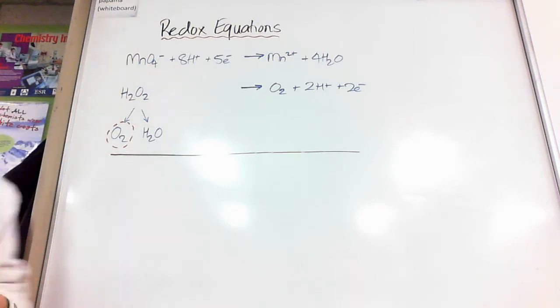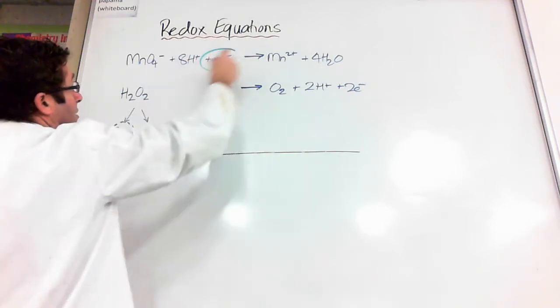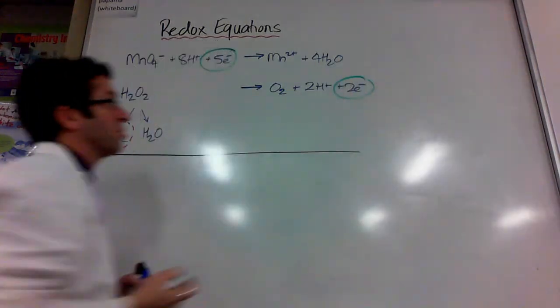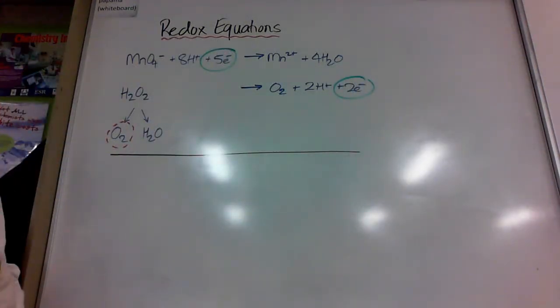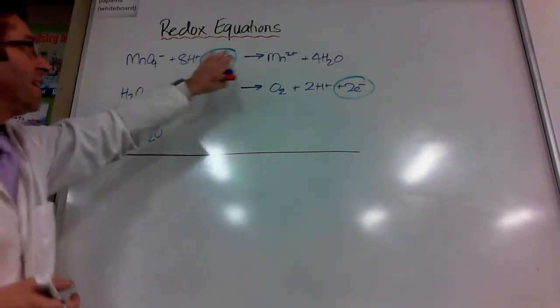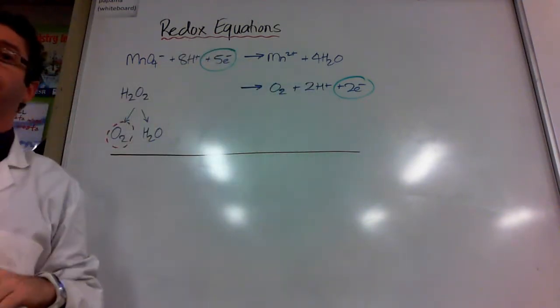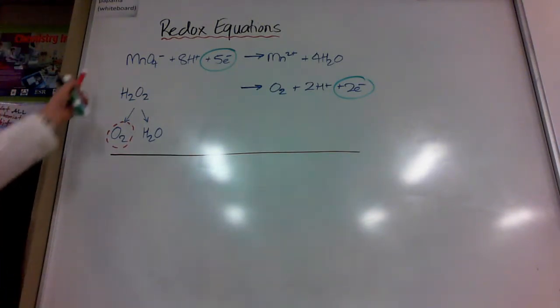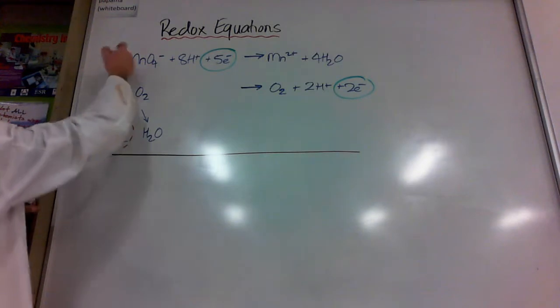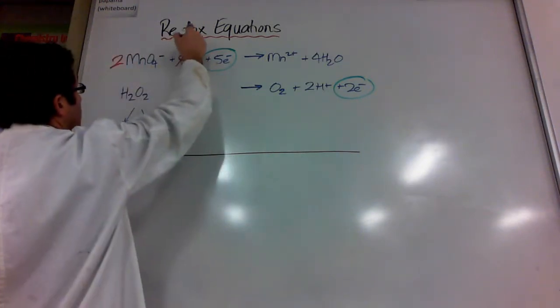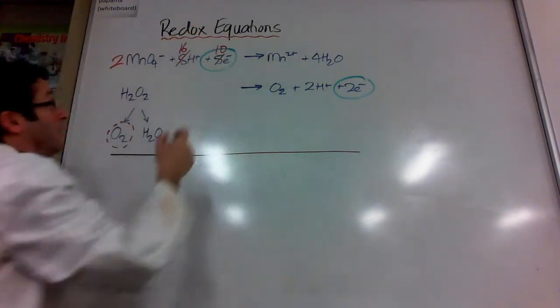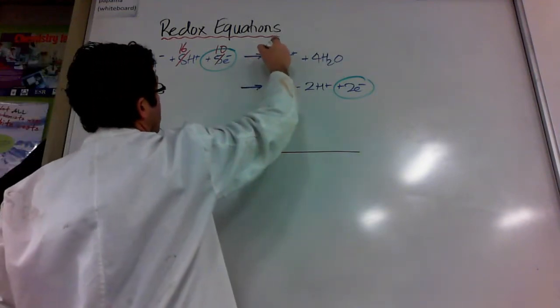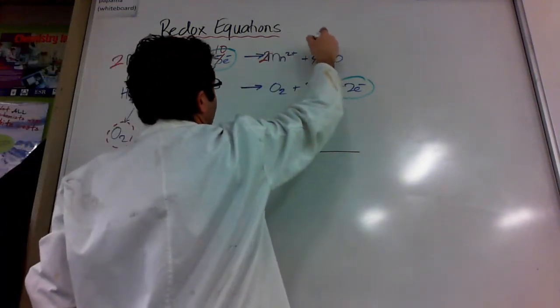Well, this is where a bit of simple maths comes in. I look at my number of electrons and I aim to have the lowest common multiple here. So if I had 10 electrons on each side, then this would actually work. So what I'm going to do is multiply the first reaction by 2. So this becomes 2, this becomes 16, this becomes 10, this becomes 2, and this becomes 8.